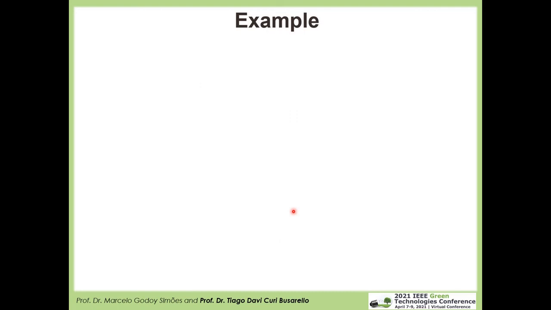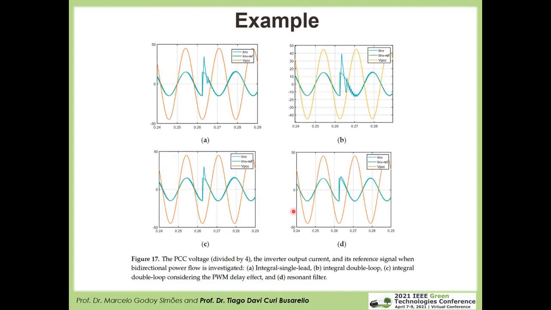Let's check also if our controllers are well designed through simulation. As stated earlier, we can verify the effectiveness of our controller by plotting the reference signal and the controllable variable. And this figure shows this result for the 4 controllers that we are dealing with in our example. We have the PCC voltage in orange, the inverter reference current in green, and the inverter current in blue. We have the integral single lead controller, the integral double lead controller, the integral double lead considering the PWM delay controller, and also the resonant controller.